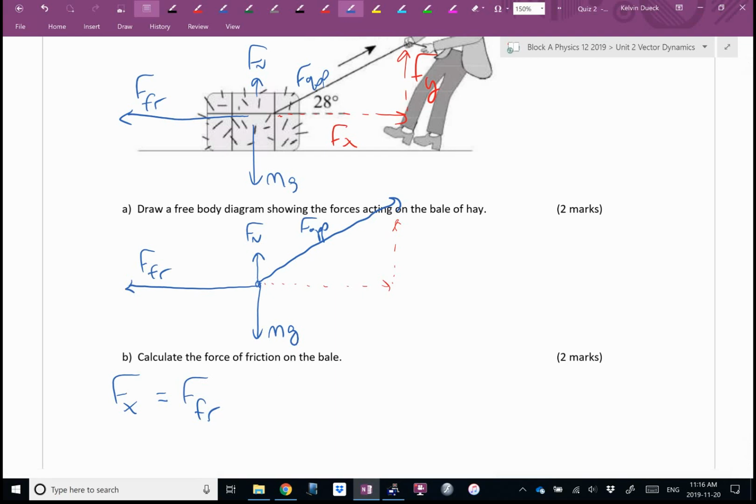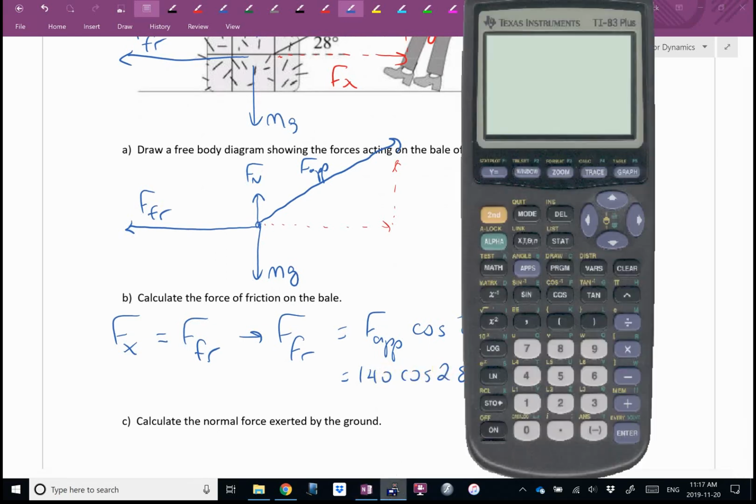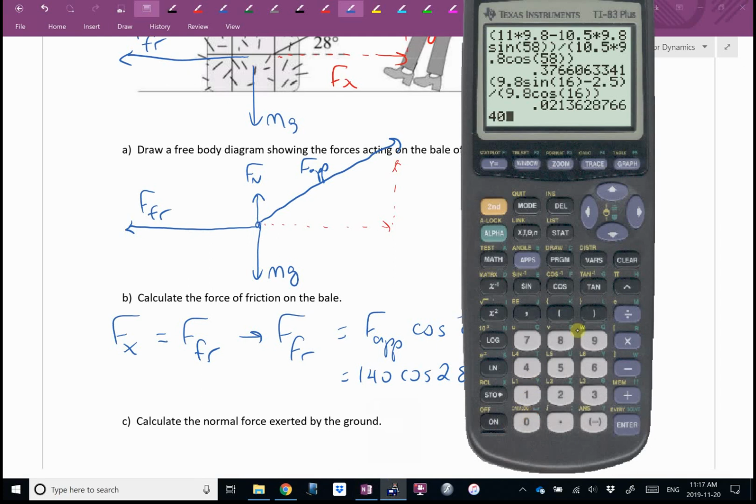How would I find Fx? Which trig function? Well, I think Fy was sine, so Fx is going to be which trig function? Do you know? Of course you do, right? I said, aha, friction is going to be F applied cos theta. So now I can plug and chug. It's going to be 140 cos 28. And I got friction is 123.61.